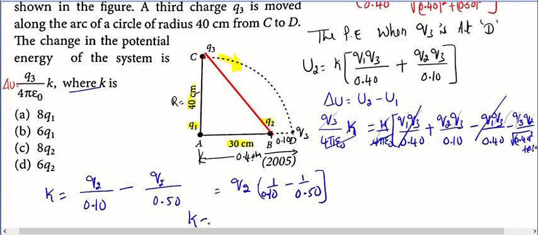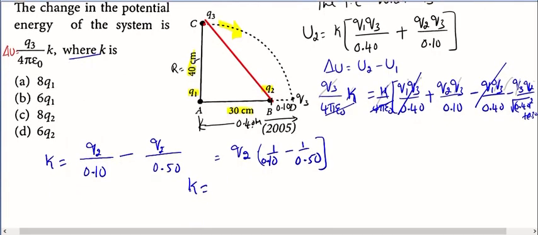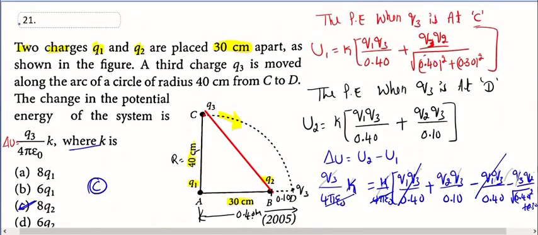So K is equal to, what is the answer for K? K is equal to 4Q2 divided by 0.50. So now the answer is 8Q2. Okay, option C is the right answer for the 21st question. Let's go to the 22nd question.